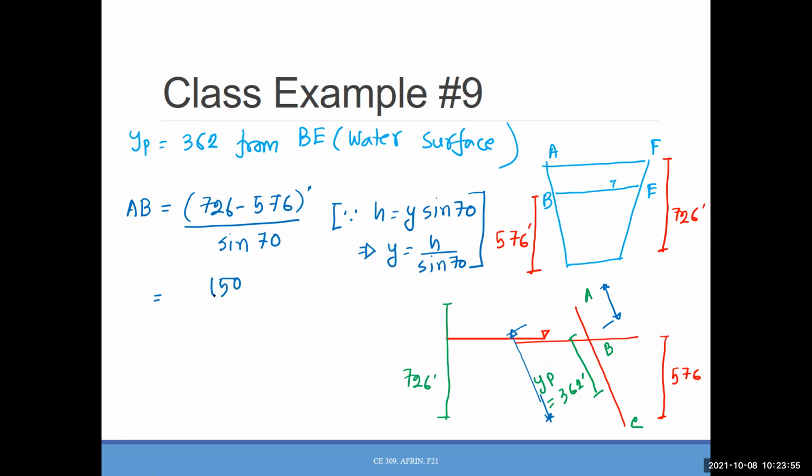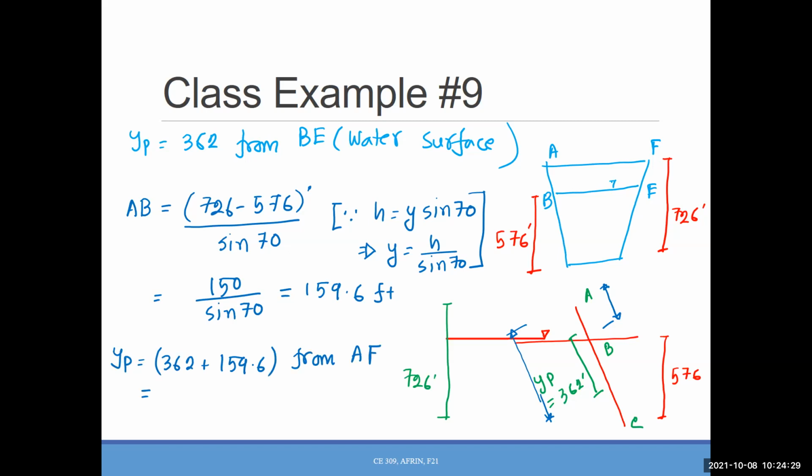Now, what answer did you get? 150 over sine 70 equals 159.6 feet. Okay. So YP is 362 plus 159.6 from which surface? AF, right? What will be the final answer here? 520, something like that.